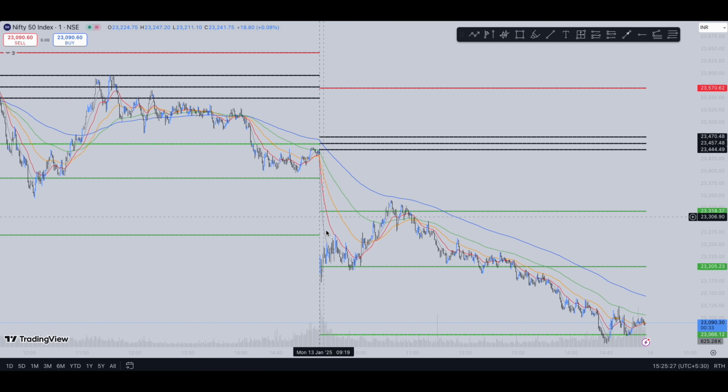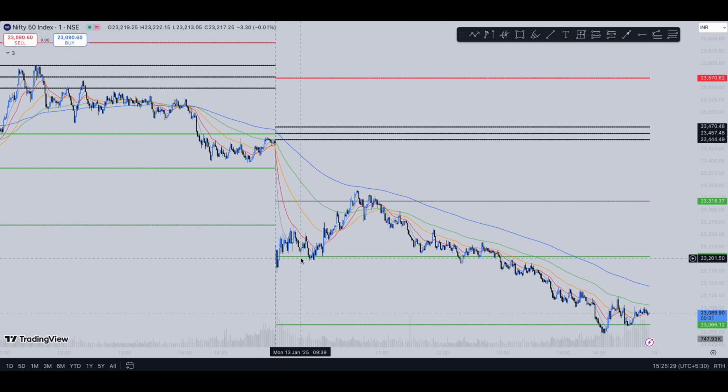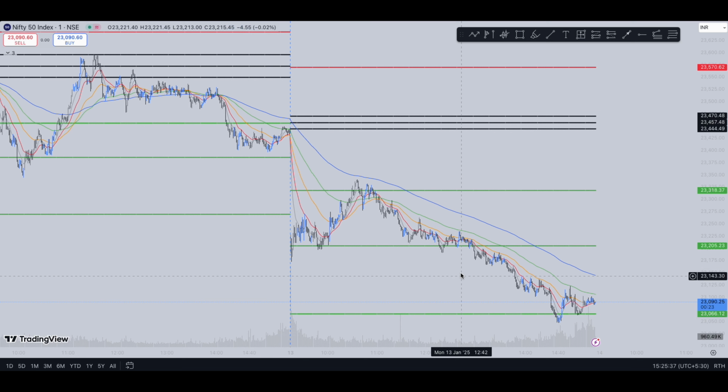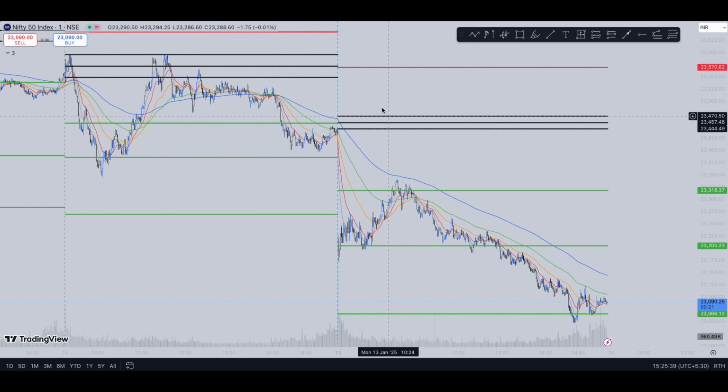As the market gapped down, it took support from the S2 level, reached all the way to the S1 level, and further it faced rejection over here. And the market continued selling.